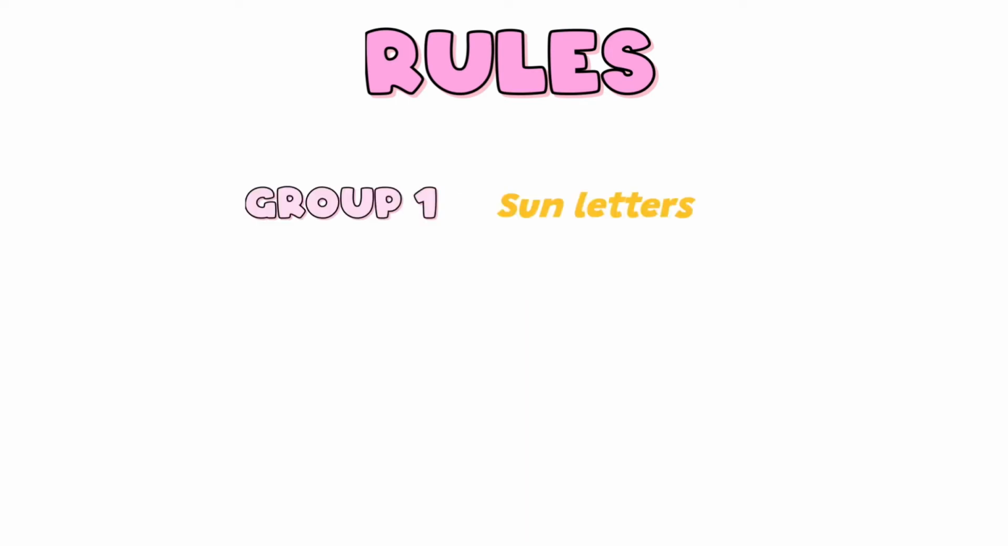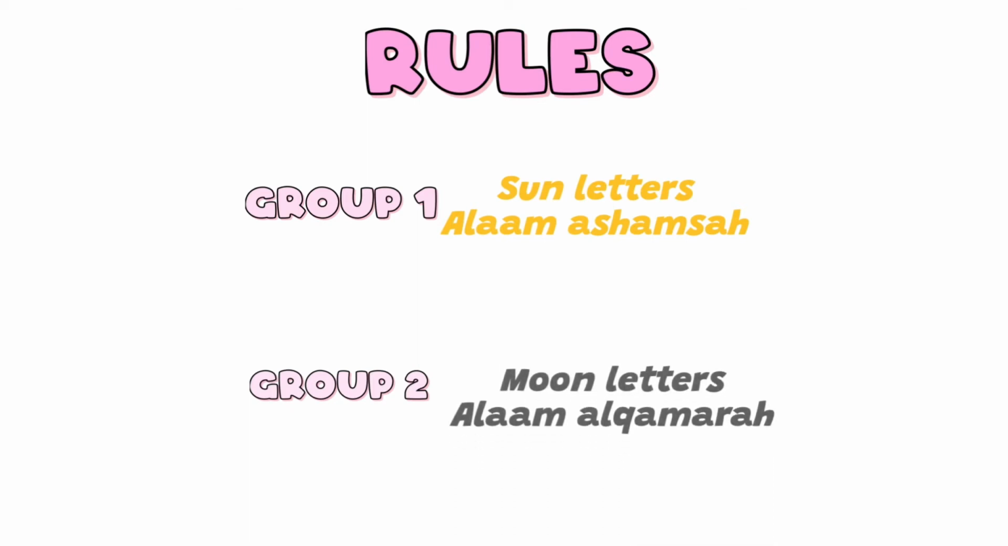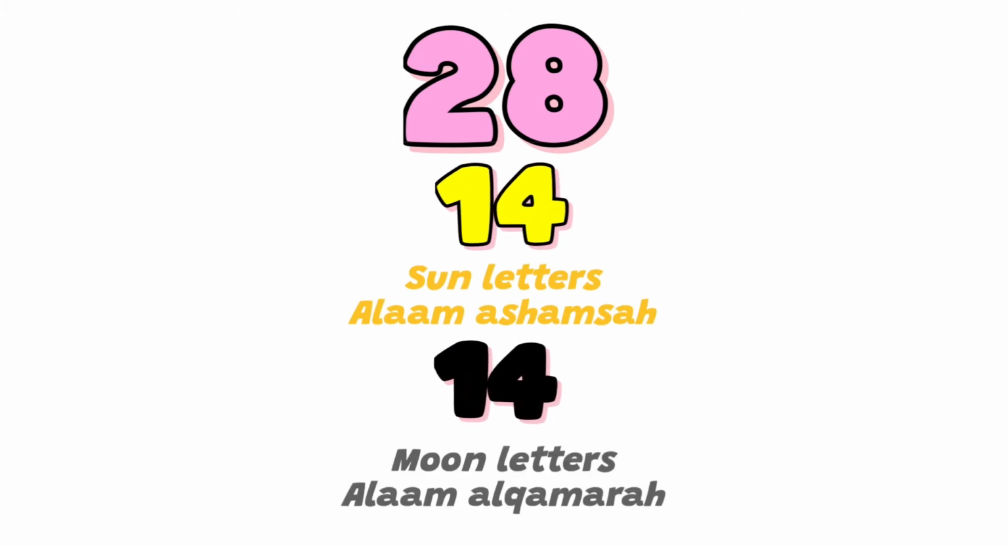Group 1 is called the sun letters, in Arabic, laam ash-shamsiyah. Shams means sun. And group 2 is the moon letters, laam al-qamariyah. Qamar means moon. So group 1, laam ash-shamsiyah. Group 2, laam al-qamariyah. And by now, we know that there are 28 letters in Arabic. So 14 of them are known as the sun letters, and the other 14 of them are known as the moon letters. I hope it's clear because we are gonna dig deeper.